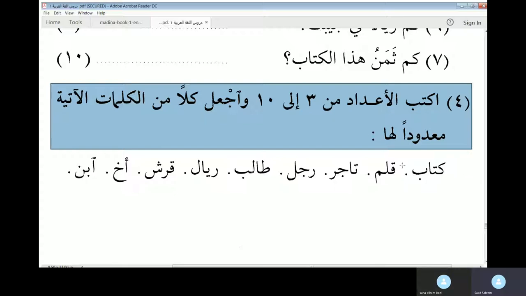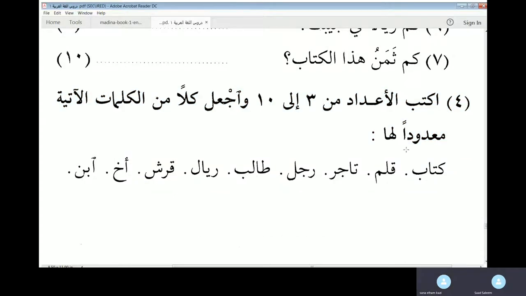Then make all these words ma'dud. For example, you write 3, then in front of 3, which is called thalatha, you write thalathatu kutubin. Arba'atu, okay, thalathatu aklamin, thalathatu tujarin, thalathatu rijalin, thalathatu tullabin, thalathatu riyalatin, like this. So you want us to do this, but we'll keep it short. Thalathatu kutubin, three books. Aklamin, okay.